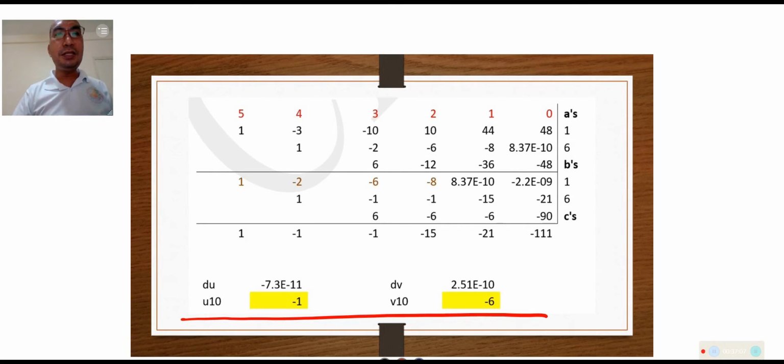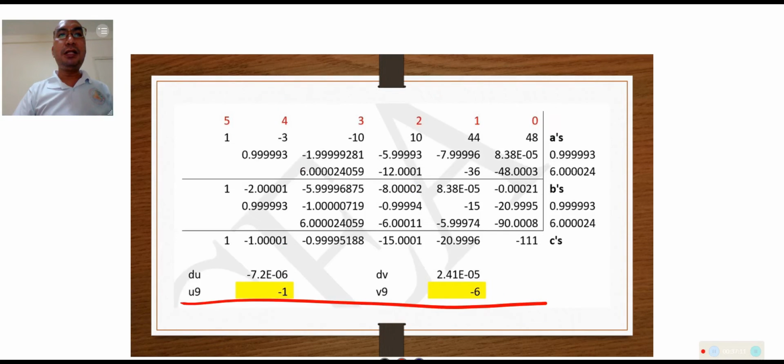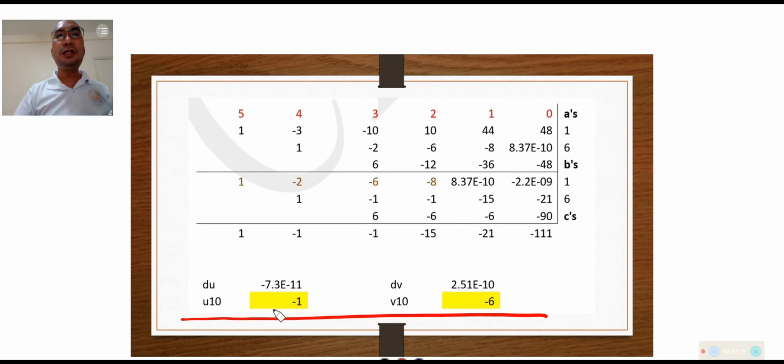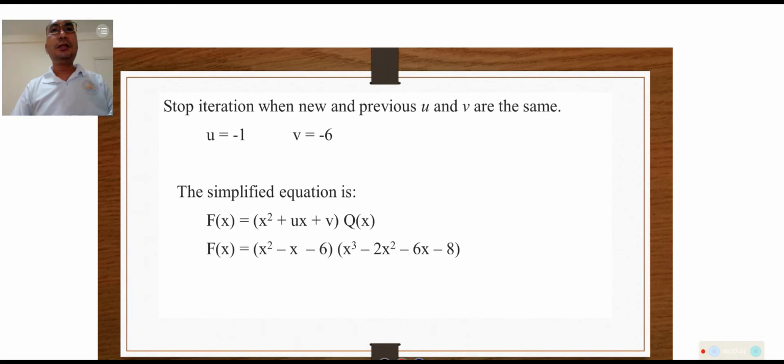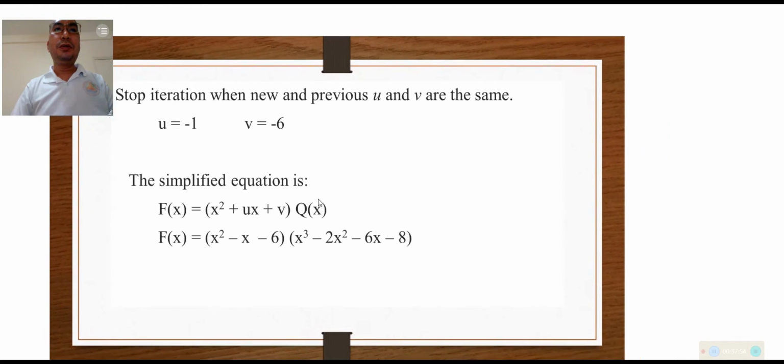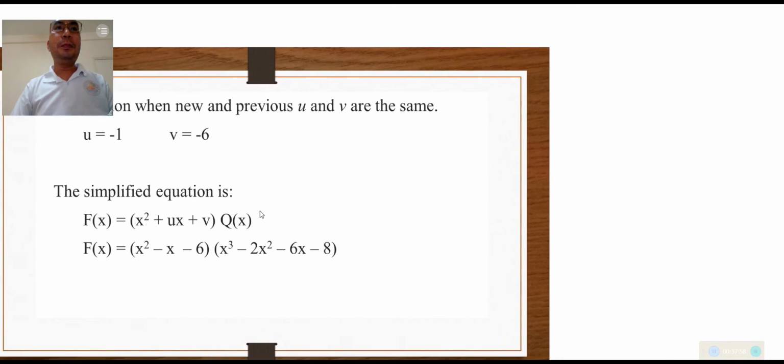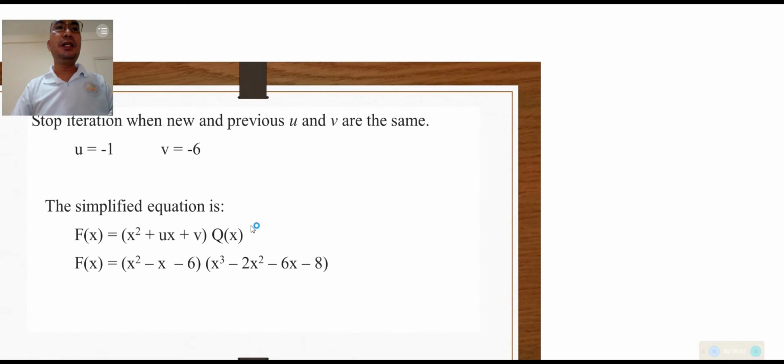As you can see, in iteration number 9, our U is equal to -1, and V is equal to -6. In iteration 10, the U is also equal to -1, and V is equal to -6. So we stop the synthetic division. However, we have not yet simplified the equation. We stop when the new and the previous U and V are the same.